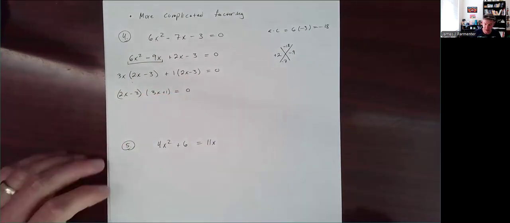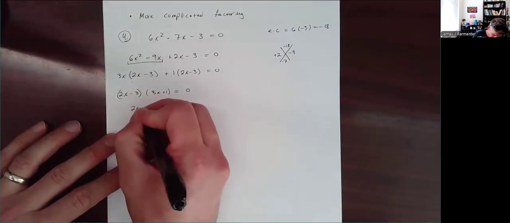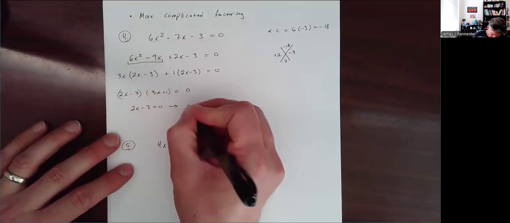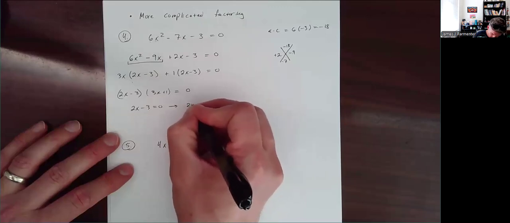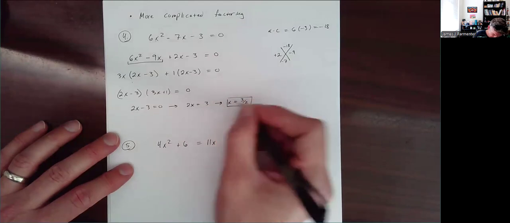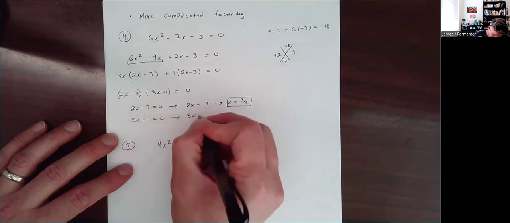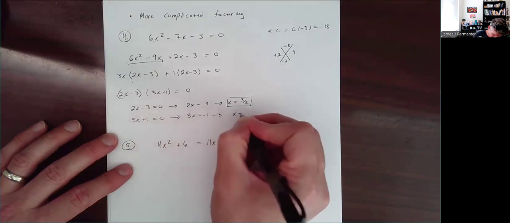And then I set each factor equal to 0. And this is definitely a time when setting each factor equal to 0 is good so we can show our work. So I set 2x minus 3 equal to 0. I get 2x equal to positive 3. I get x equal to positive 3 halves. If I set 3x plus 1 equal to 0, I get 3x equal to negative 1. I get x equal to negative 1/3.